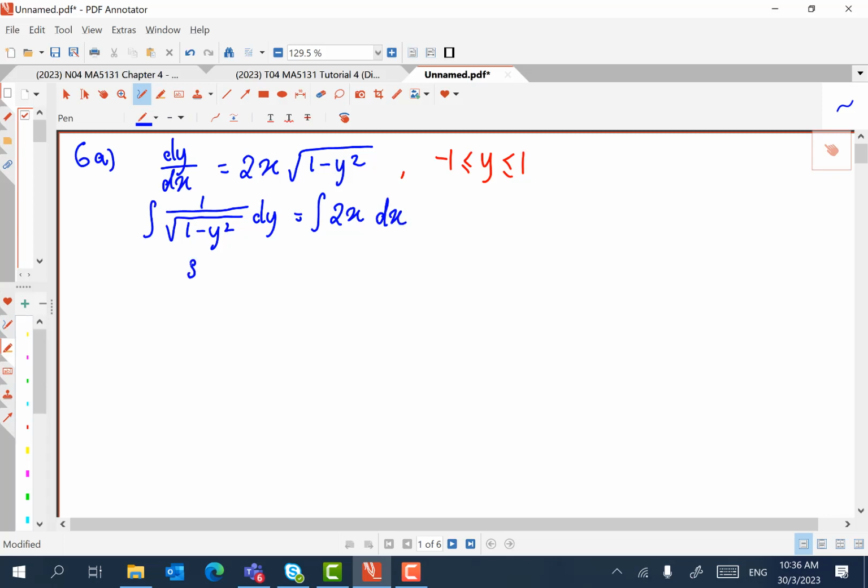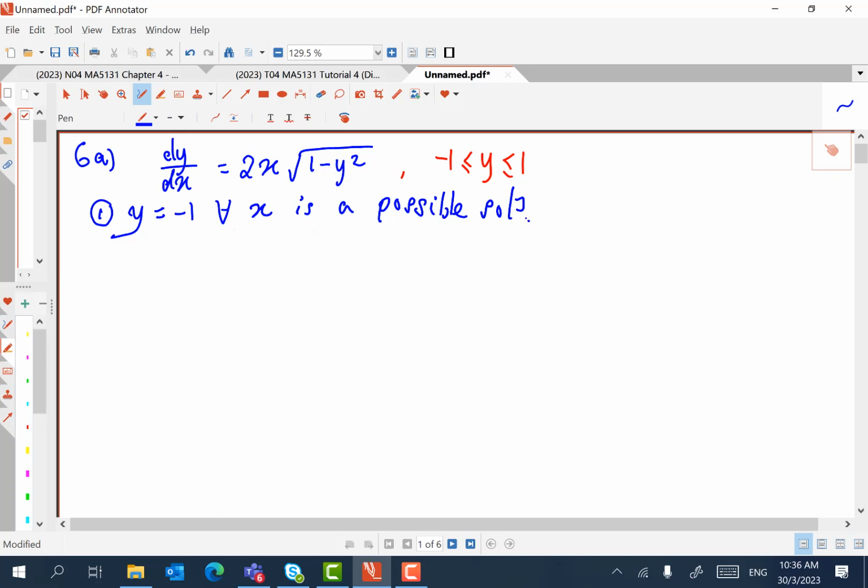Oh, wait. Before I do this, it's wrong, because I have to divide by the square root, so I can't do this. I've got to do case 1. Case 1, y equals -1 for all x is a possible solution. Then the other one, y equals 1 for all x, is also a possible solution.